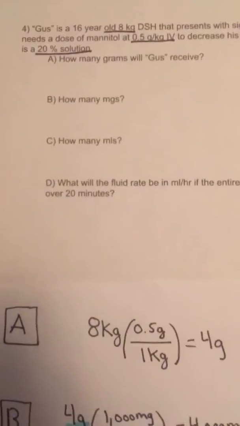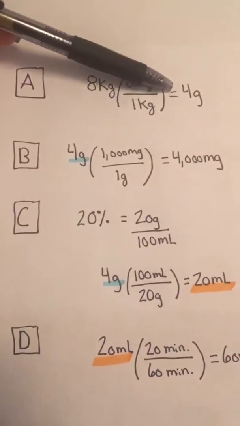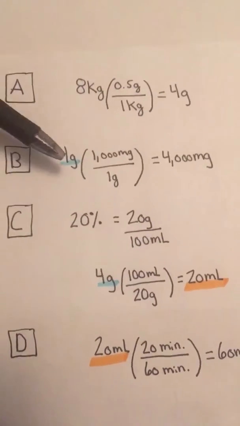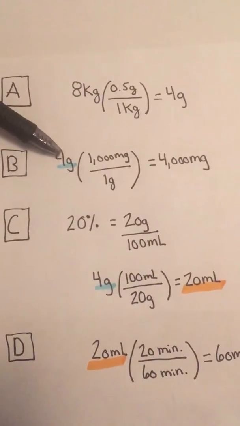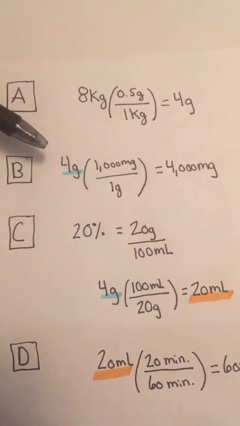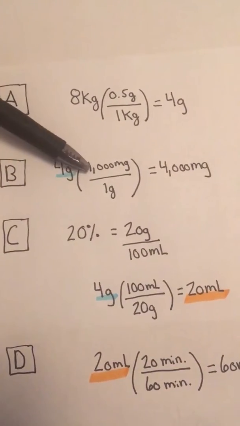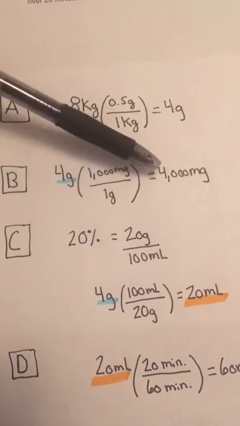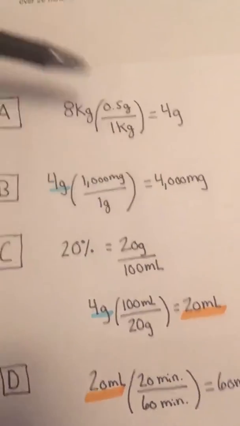The second part of this question is, how many milligrams? Well, if we take the 4 grams from our previous answer, we can set up our conversion problem. We know that in 1 gram there are 1,000 milligrams. So we will multiply 4 times 1,000 divided by 1, which will give us 4,000 milligrams.